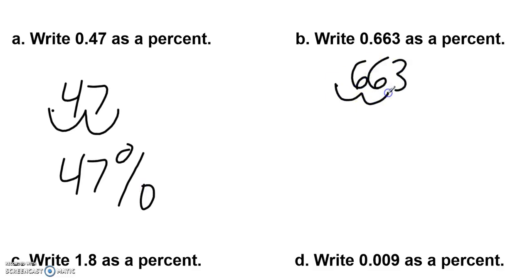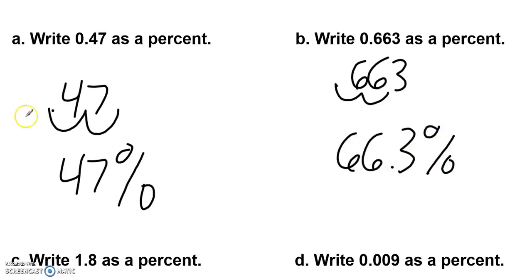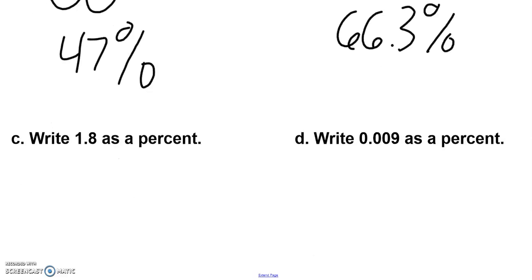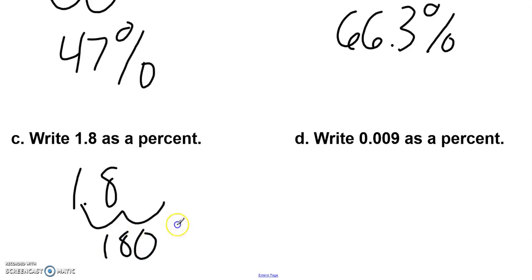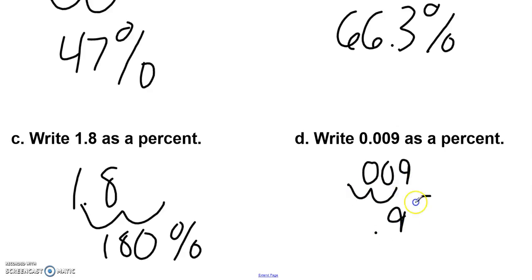Here we have 0.663. Move it over twice. We have 66.3%. Here we have 0.8. Move it over twice. We have 180%. And I said 0.8, but it's 1.8, obviously. Okay, and then this one, 0.009, move it over twice, we have 0.9%. So still had to leave the decimal there, but still.